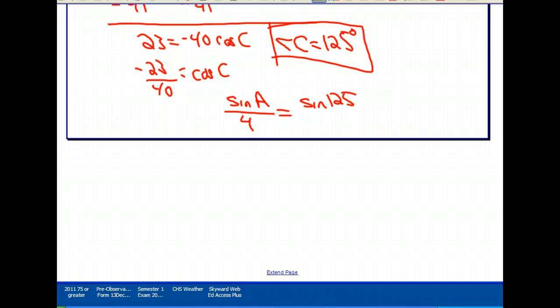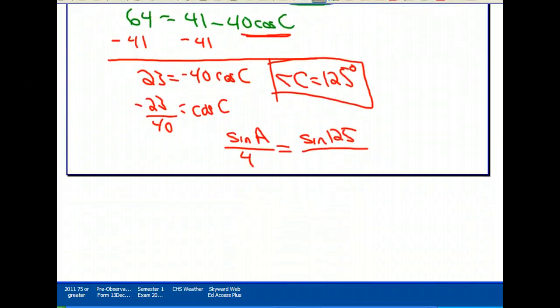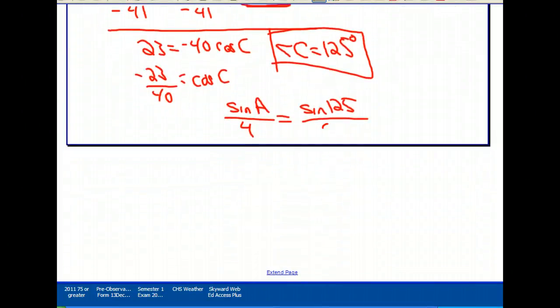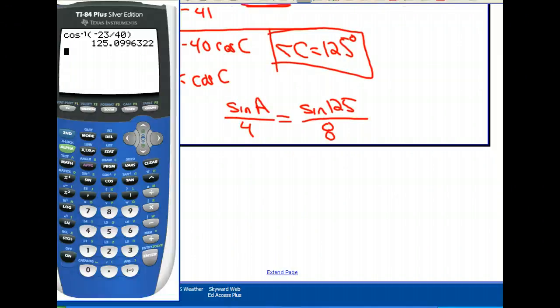I forgot side C already. Sine of 125 all over side C is 8. And you guys can cross multiply, you can divide, and you can finish that. Let's just see what we get for an answer. We'll do that very quickly. Would you guys agree? I've got 4 times the sine of 125. Agree I divide by 8. And I'll take the sine inverse of that.